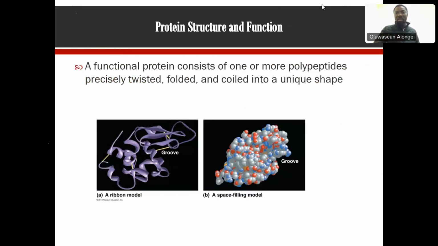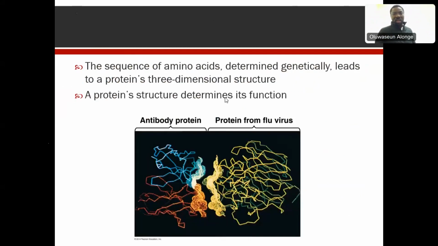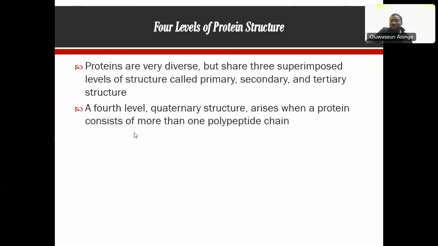And again, how did it become three-dimensional? It has been twisted, folded, coiled into a shape that is unique, which is what you see here. All right, let's go. Now, I'm going to talk about the different shapes of protein. Proteins are only functional at a three-dimensional shape, which is what you see here. Now, we have four types of protein. We have the primary protein, secondary protein, tertiary protein, and the quaternary protein.